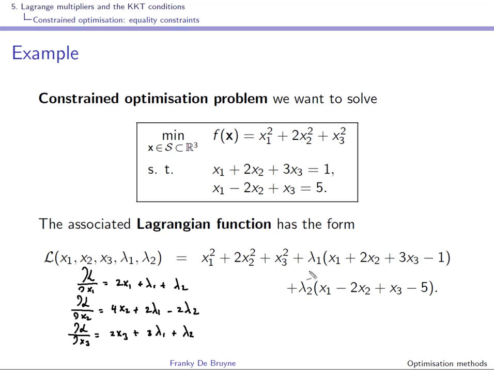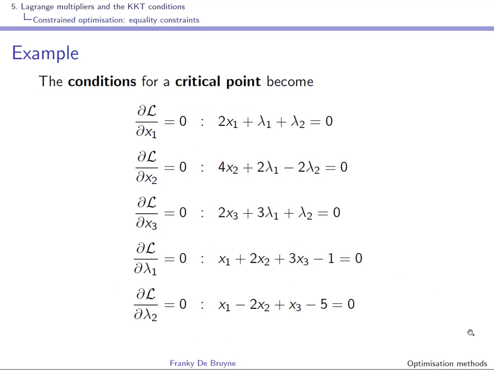If you take the partial derivative with respect to lambda 1, well, you'll simply have g1 of x, and if you take the partial derivative with respect to lambda 2, you'll have g2 of x. This will always be the case, and what you will have to do, since you're looking for a local minimizer, is to impose that these partial derivatives are 0. So these are the 5 conditions for a critical point that you obtain.